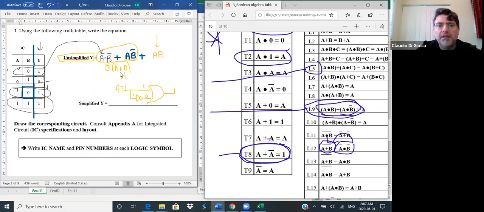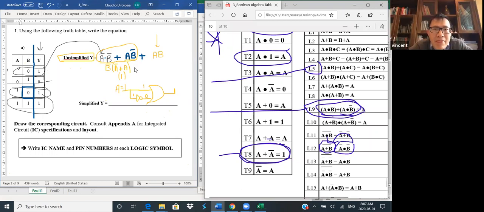Do you understand why this can be replaced by a 1? Do you understand why this exists, T8? Okay, that's why it exists. The work is done for you. Just apply it.